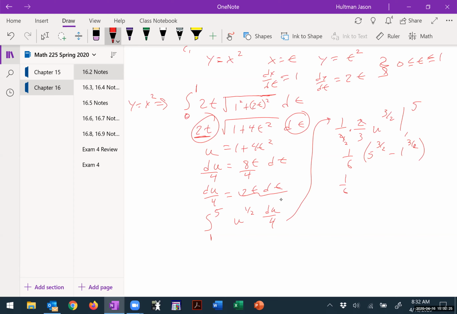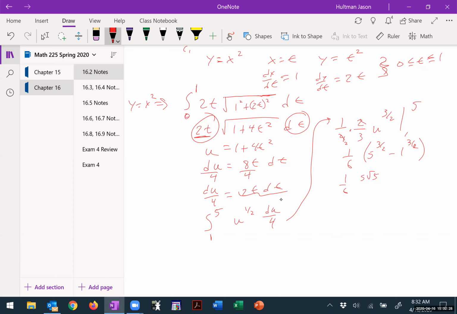So this is 1/6. This is just going to be 5 radical 5, and I'll let you convince yourself of that. And so this just becomes 5 radical 5 minus 1 over 6. But that's my first piece. That's just the first part of this, right? All I did was find the line integral for the first part, for C1.